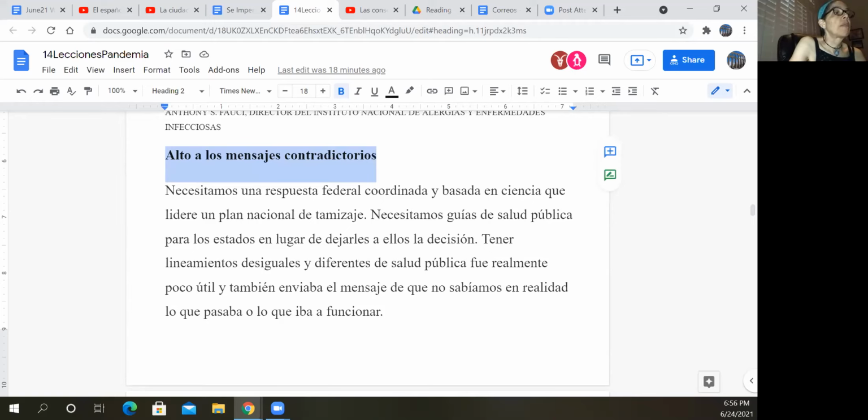Stop. Alto. Stop with the contradictory messages. Okay. So this alto doesn't mean tall. This is the alto that's enough already. Yeah. Well, how is that different? How is that different from para? Like para.